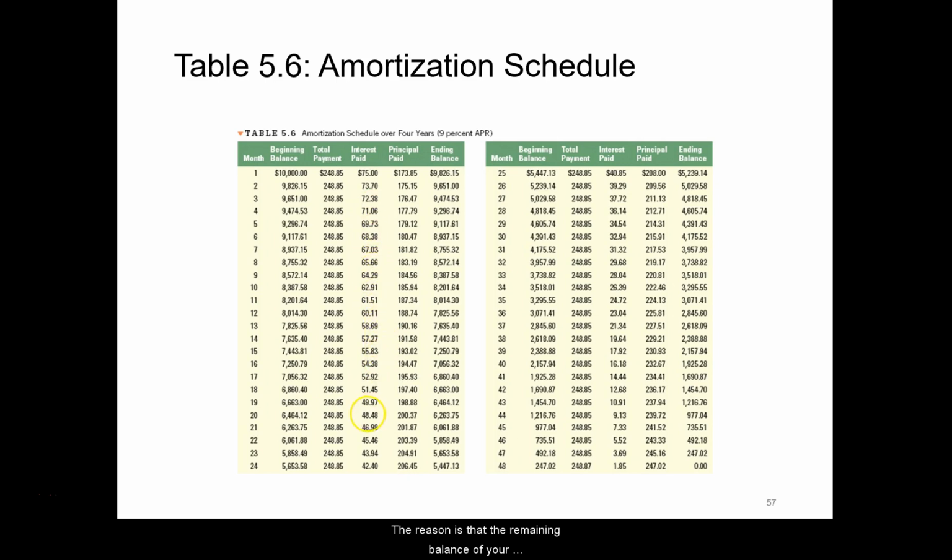The reason is that the remaining balance of your loan gets lower and lower, and you are paying more and more toward your principal, or you are paying off your principal faster and faster until the end, when your remaining balance is zero. And of course, you do not want to do this month by month manually. You can set up this calculation in Excel so that the computer can do all these calculations and present this amortization table very fast for you.